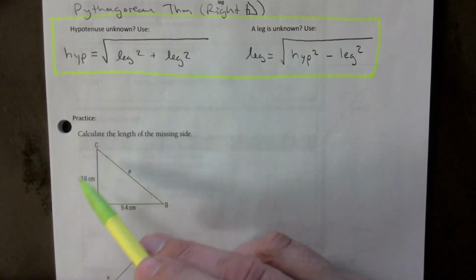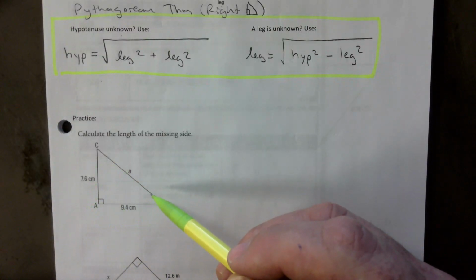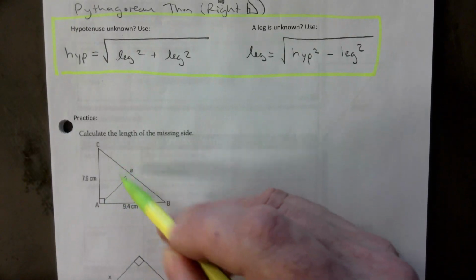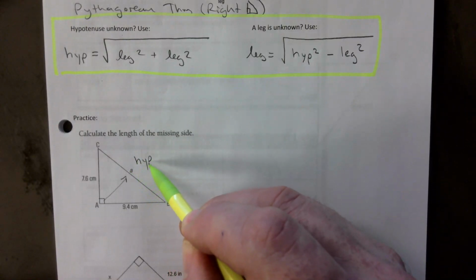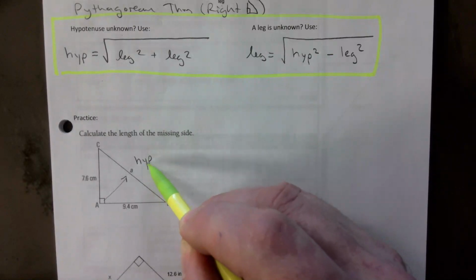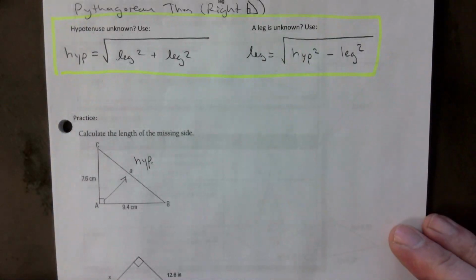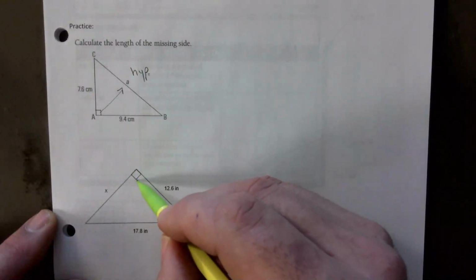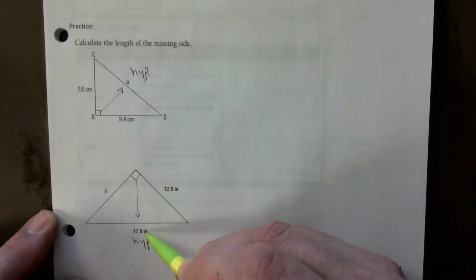What are you missing in this particular sample right here? This is the 90. Travel across. The one that is unknown is your hypotenuse. Don't call it A, just call it the hypotenuse. You're looking to solve for the hypotenuse here. Okay? Go to the bottom here. You go to your 90, travel across. This is the hypotenuse, which is known to me.